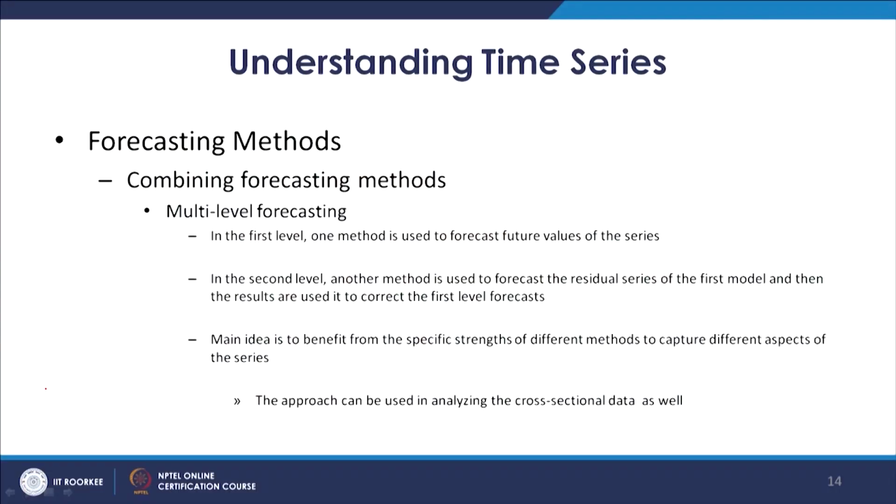So, in the first level we use one method to forecast future values of the series, and in the second level we use another technique to forecast the residual series of the first model, and then the results are used to correct the first level forecast. So, we select one method based on certain criteria or preference or strength of that particular method to forecast future values of the series.